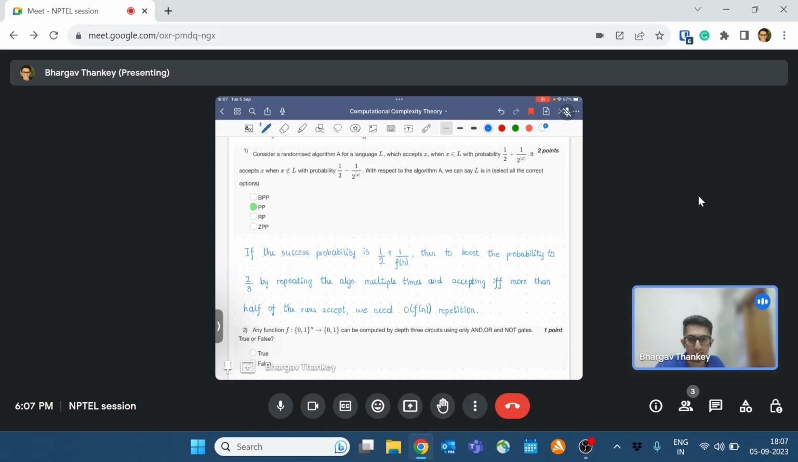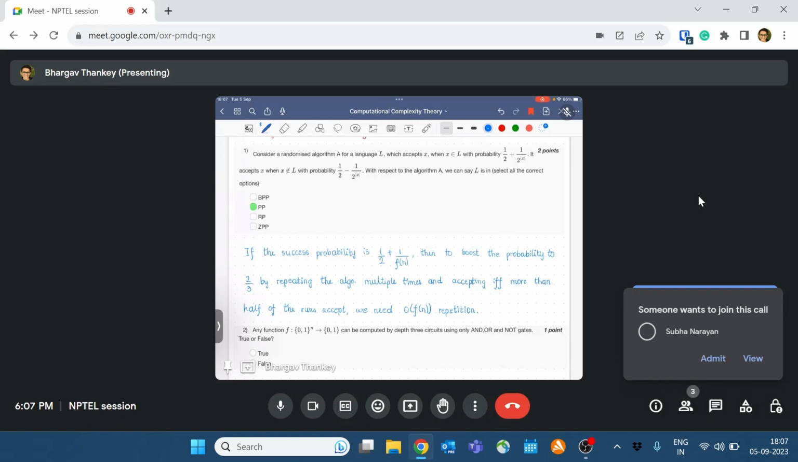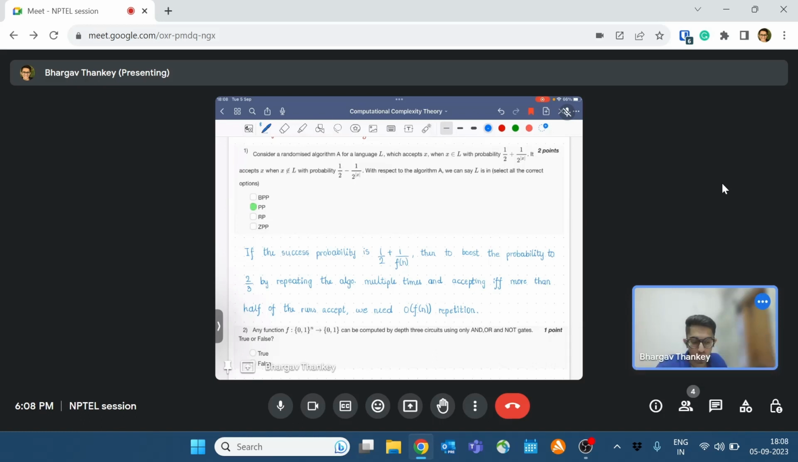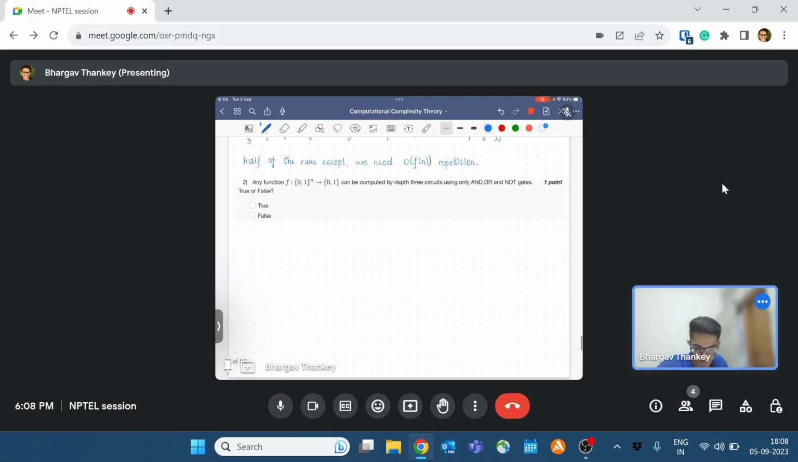And the language is in PP because in PP, what do we require? We require that if X is in the language, then the probability of acceptance is at least half. And if X is not in the language, then the probability of rejection is at least half. And that is satisfied in this question, right? So all we can say is that L is in PP. So is this fine? Okay. So in that case, let's look at the next problem.